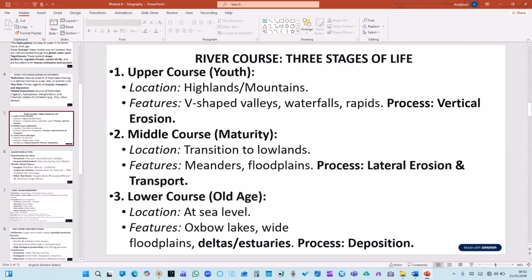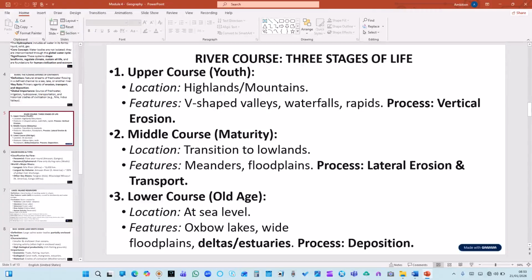Then number two river course is the middle course, which is the maturity course, which is usually located in the transition to lowland. The features of rivers in the middle course are meanders, flood plains. The process is lateral erosion and transport.